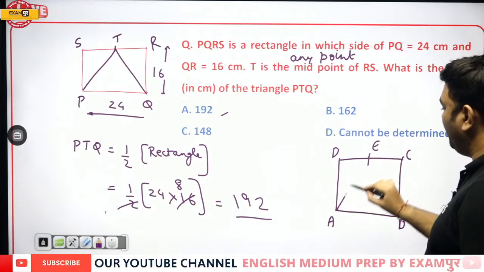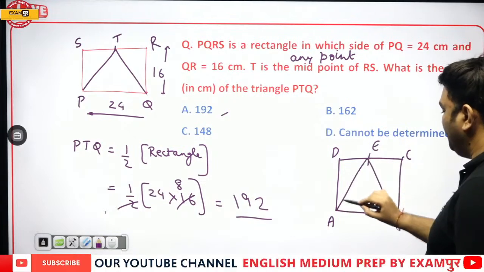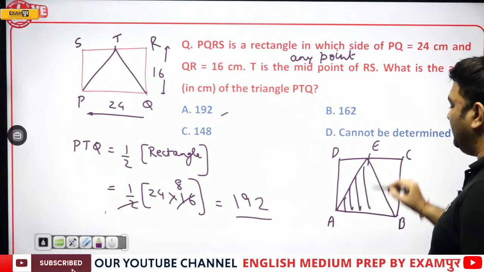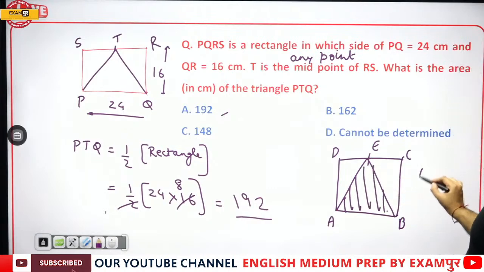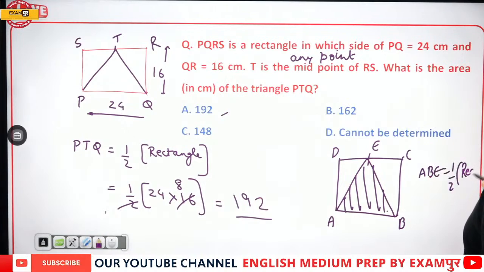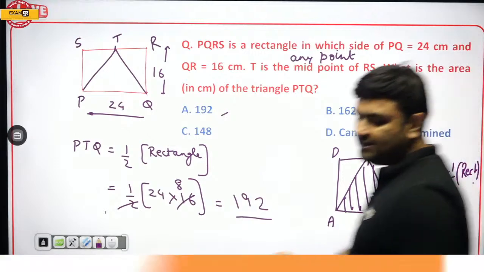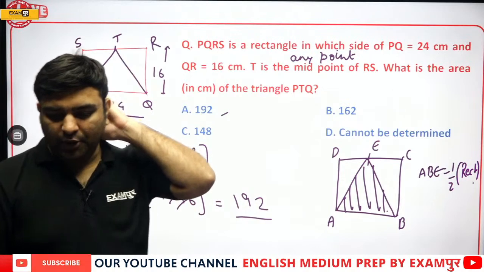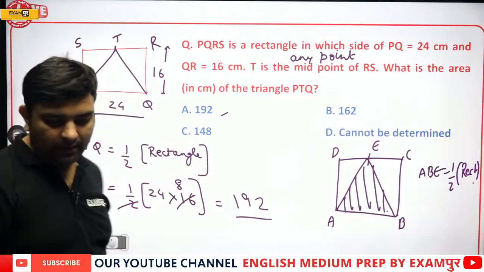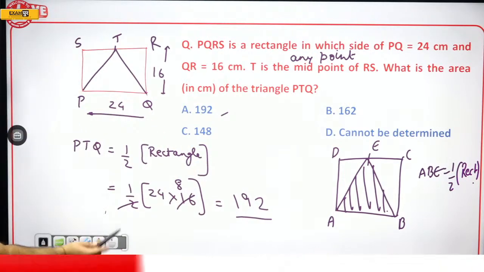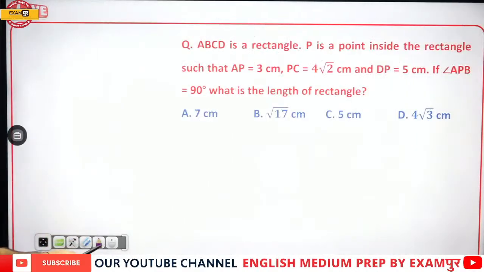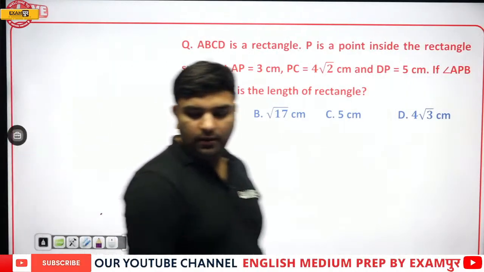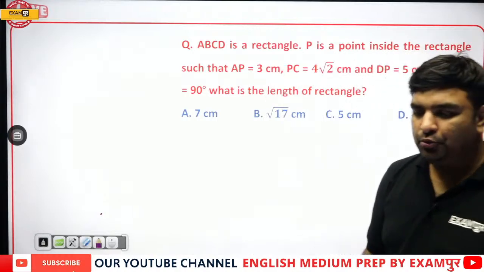E can be any point. Area of triangle ABE is half of the rectangle. Its derivation is also very easy. If you ask, guys, I would be doing it for sure.